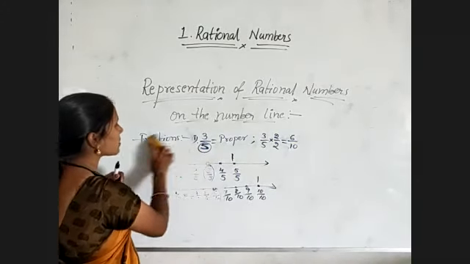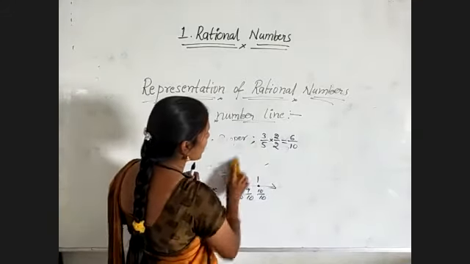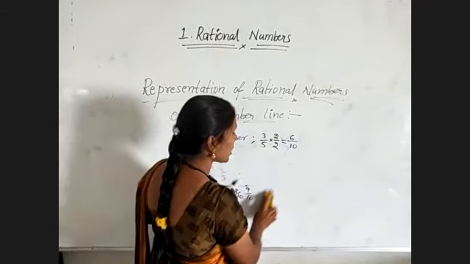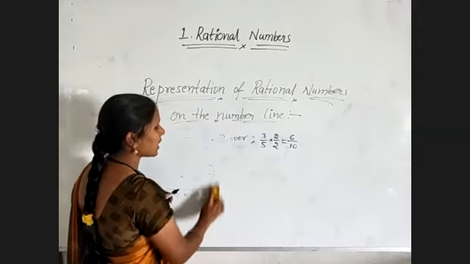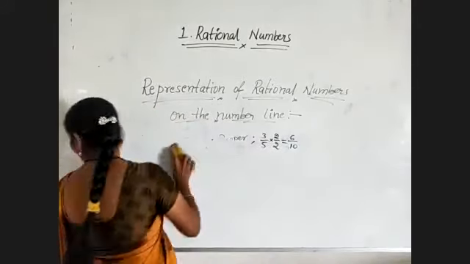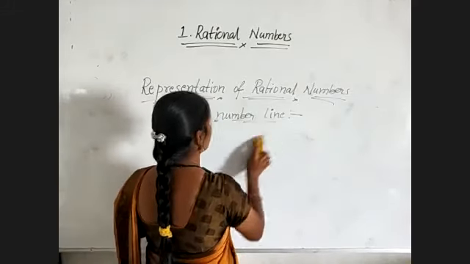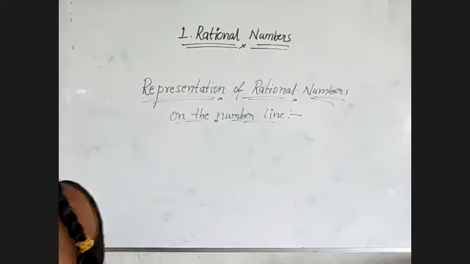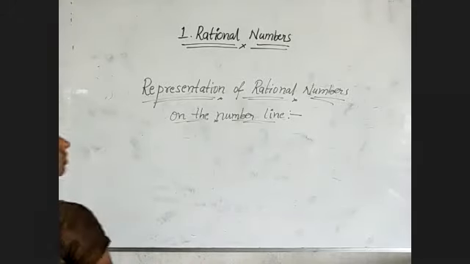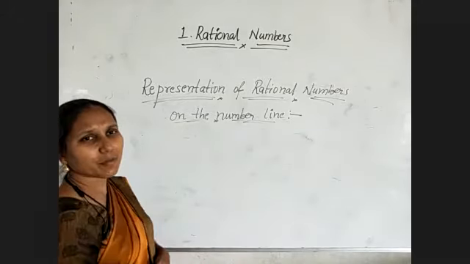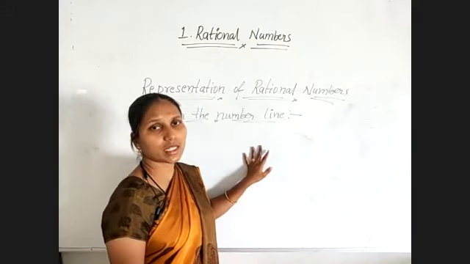What is the difference between fractions and rational numbers? All fractional numbers are rational numbers only, but every rational number is not a fractional number. Why? So every proper fraction we can express on the number line between 0 and 1.